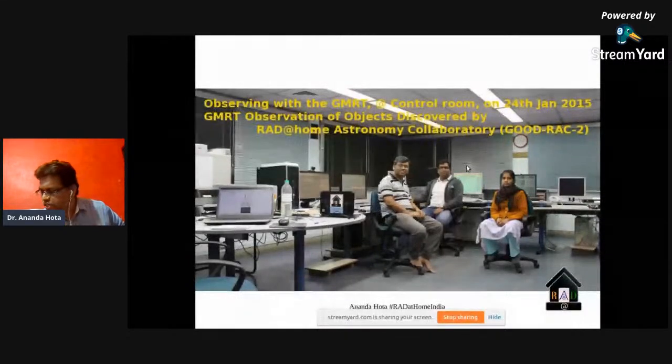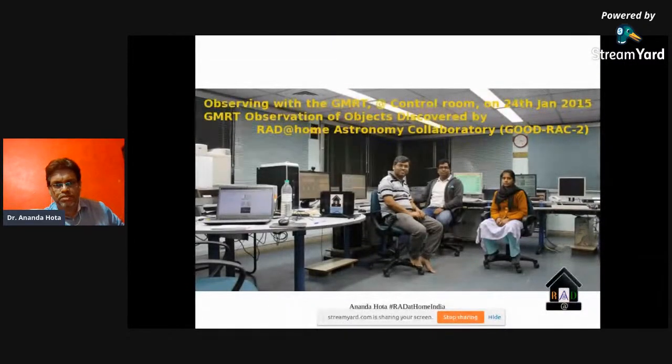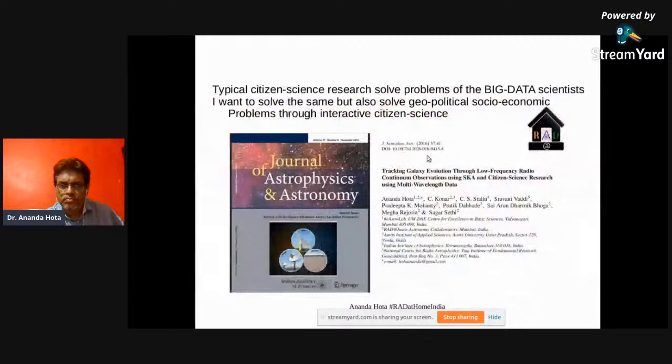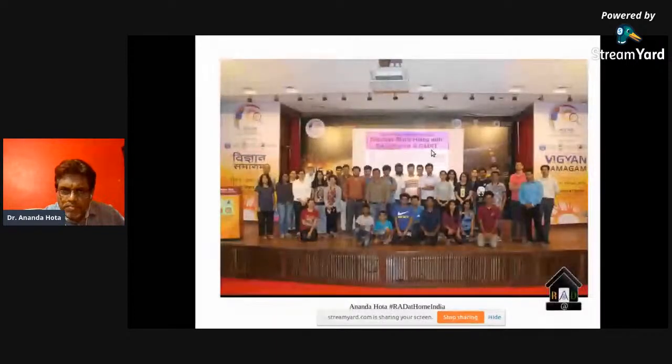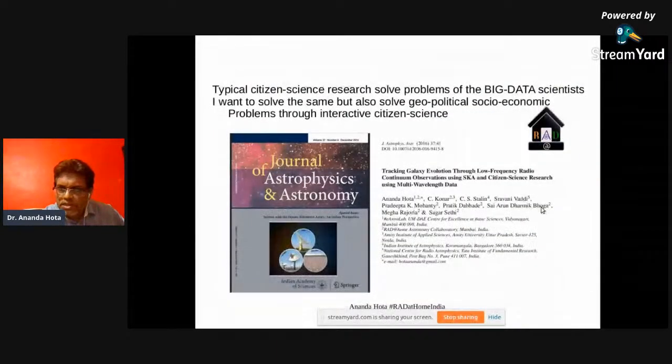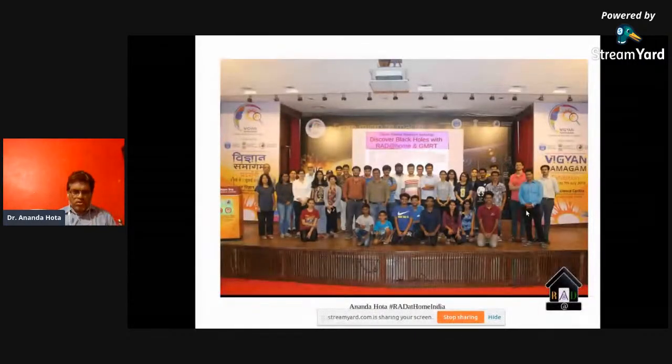When your object is discovered, you can go to GMRT and observe. So you become part of the real observation. Red at Home discovery is leading you to become almost a co-investigator in the GMRT research. This is how you publish. All of these people are non-PhD, non-researchers. This is what's so interesting, that the public needs to be part of it.